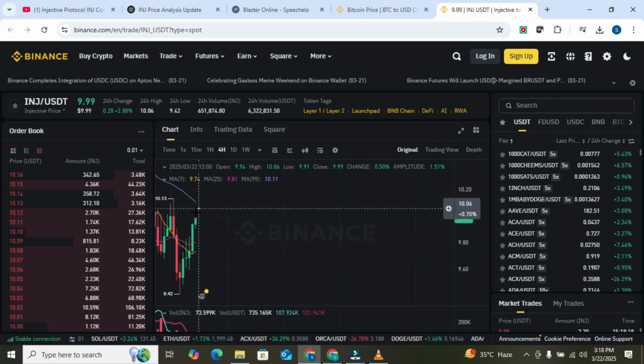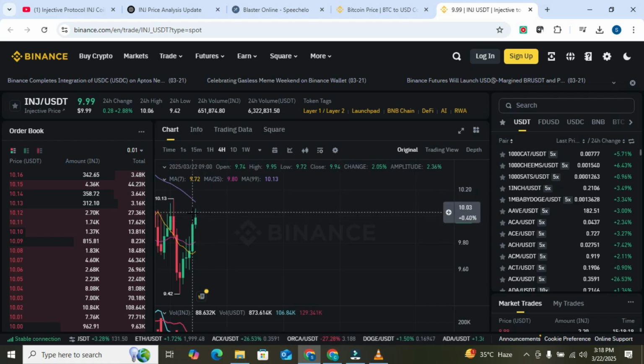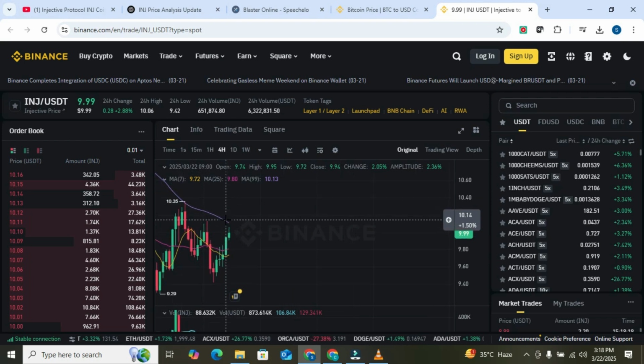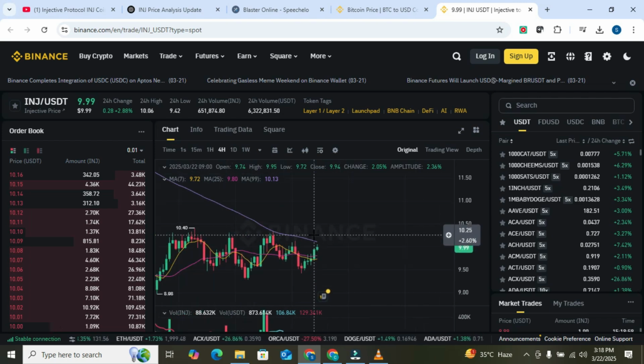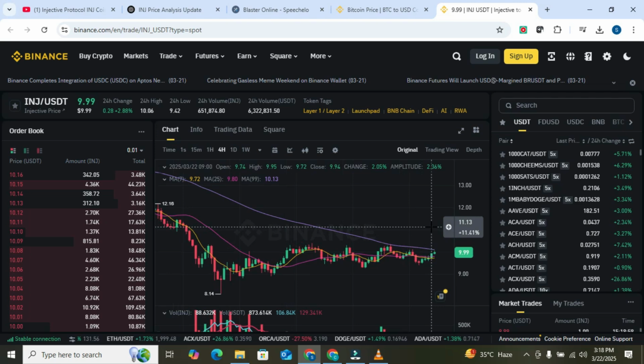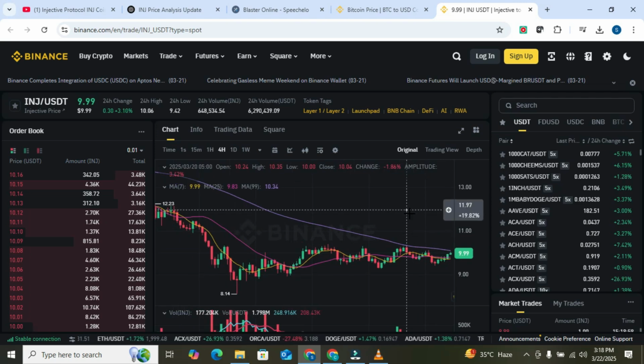Key support levels to watch: $8.88, $8, $6.41, $5.14. The price is reacting to Fibonacci support, and while a bounce is possible, we need stronger confirmation.